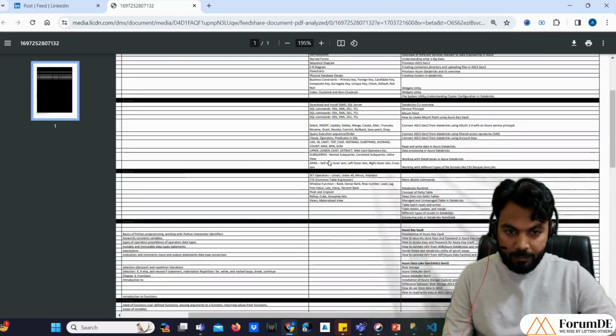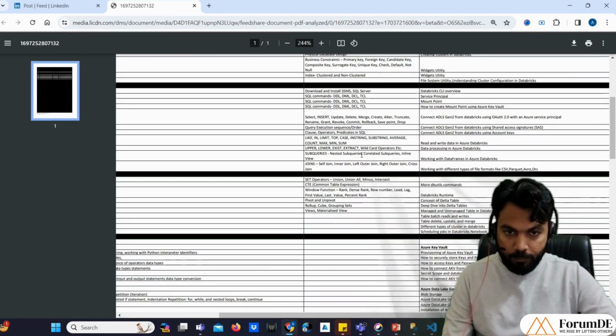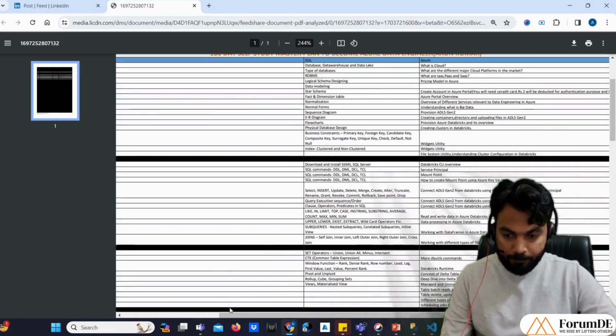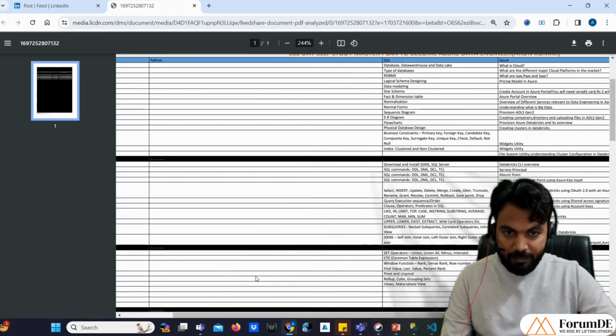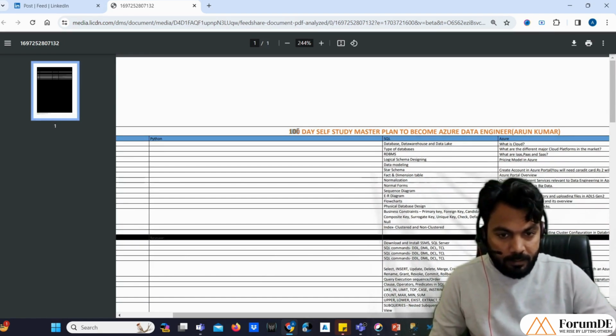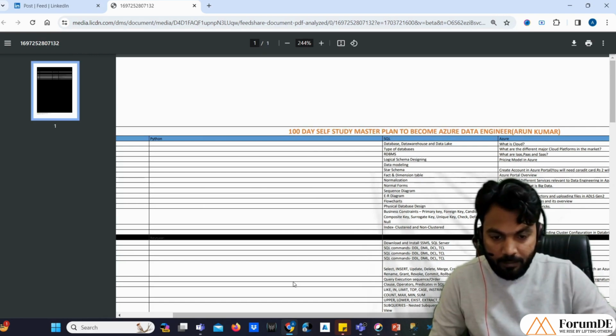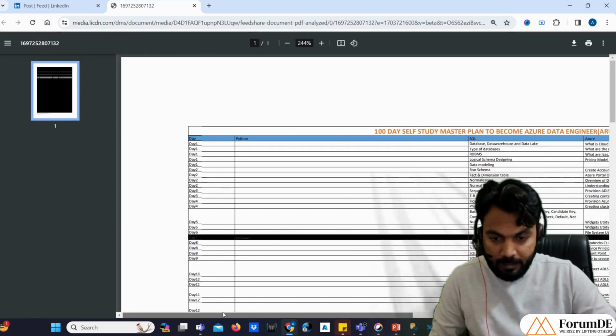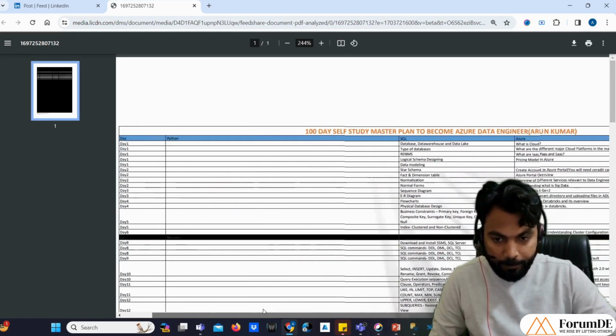Let me zoom out a little bit. Okay. As you can see, this is a 100-day self-study master plan to become an Azure Data Engineer. This is my signature plan. Okay, this plan is created by me.